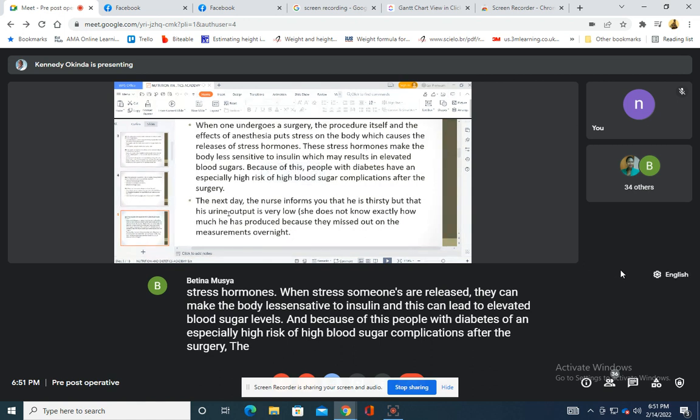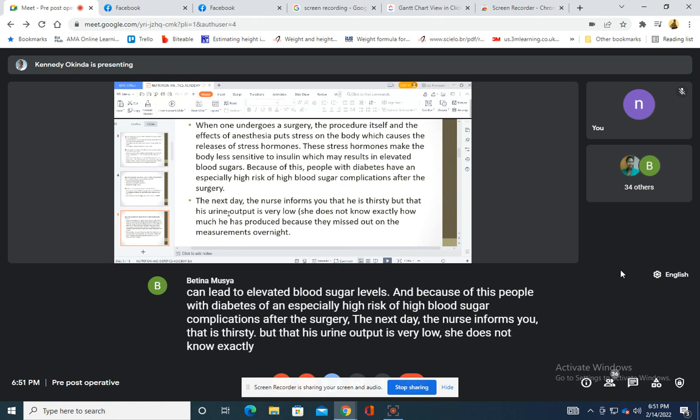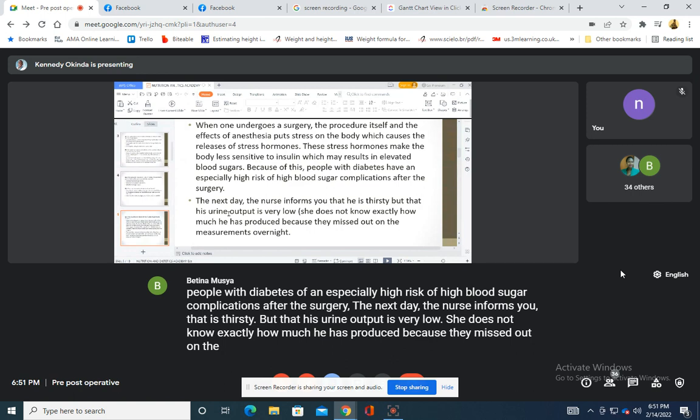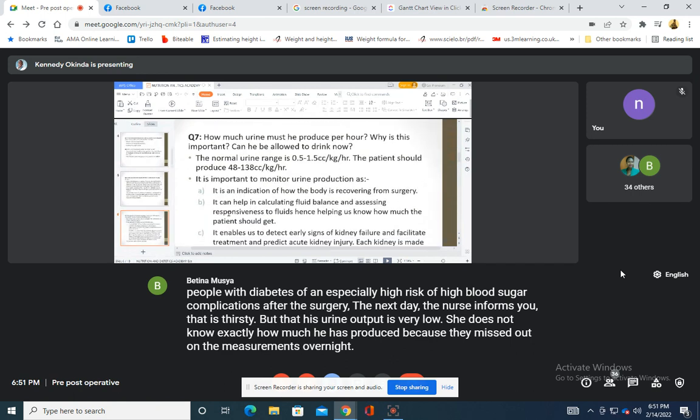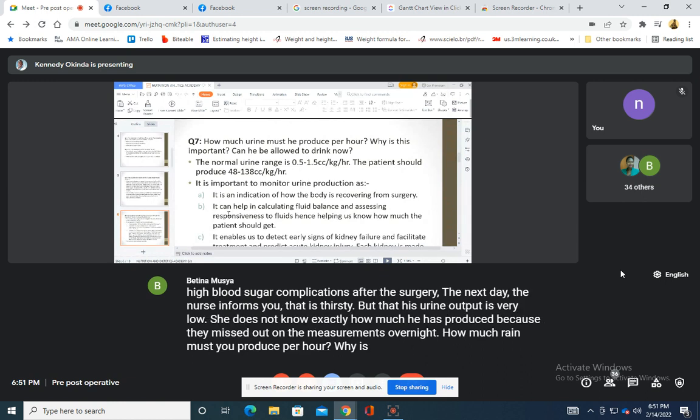The next day, the nurse informs you that he's thirsty, but that his urine output is very low. She does not know exactly how much he has produced because they missed out on the measurements overnight. So, how much urine must he produce per hour? Why is this important? Can he be allowed to drink now?